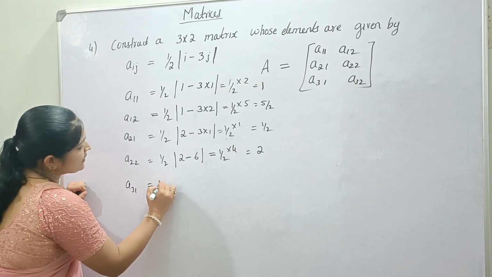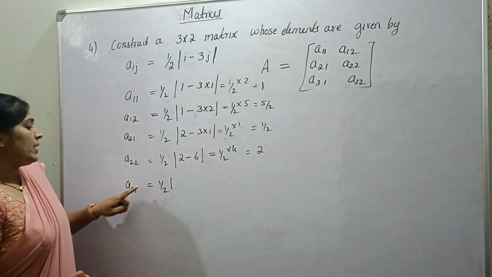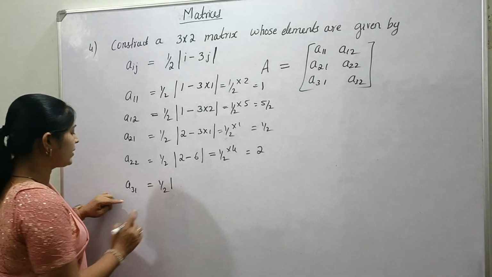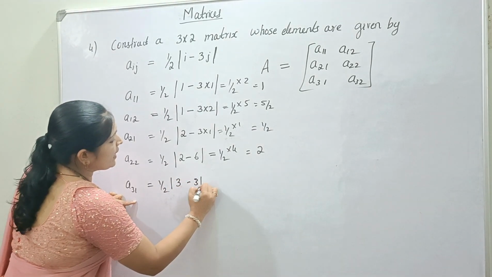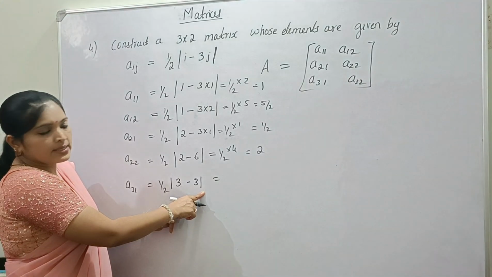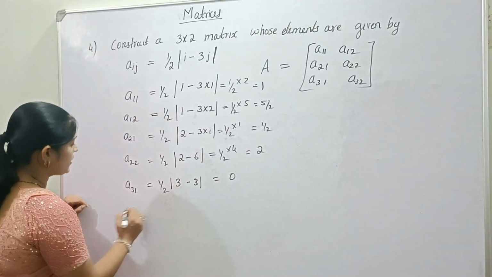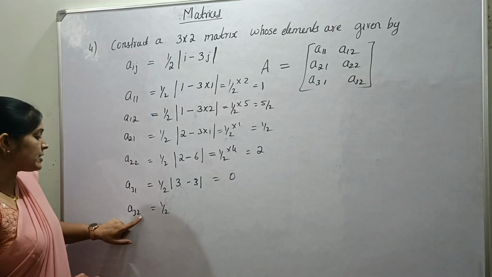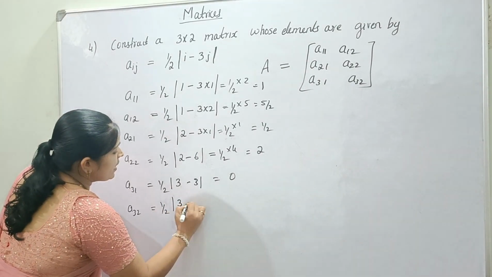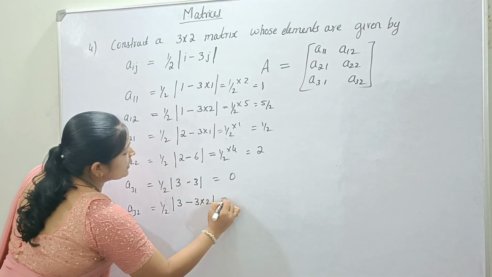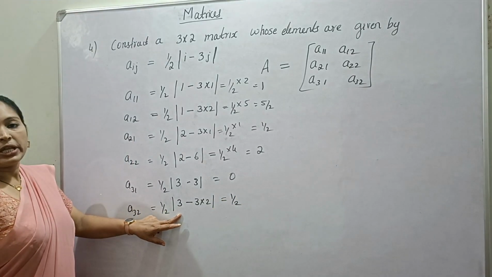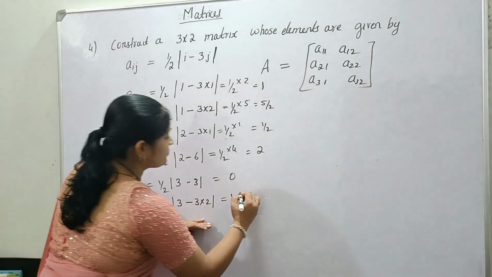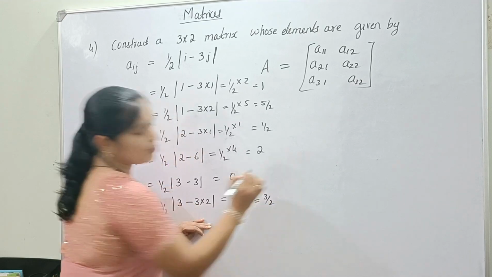And A31 is equal to 1 by 2 into modulus, here i is equal to 3, j is equal to 1. Substitute i is equal to 3 and j is equal to 1: modulus of 3 minus 3 is 0, 0 into 1 by 2 is 0 itself. And A32 is equal to 1 by 2 into modulus, i is equal to 3, j is equal to 2, 3 minus 3 into 2, that is 1 by 2 into modulus of 3 minus 6, which is minus 3, modulus minus 3 is 3, so 1 by 2 into 3, that is 3 by 2.